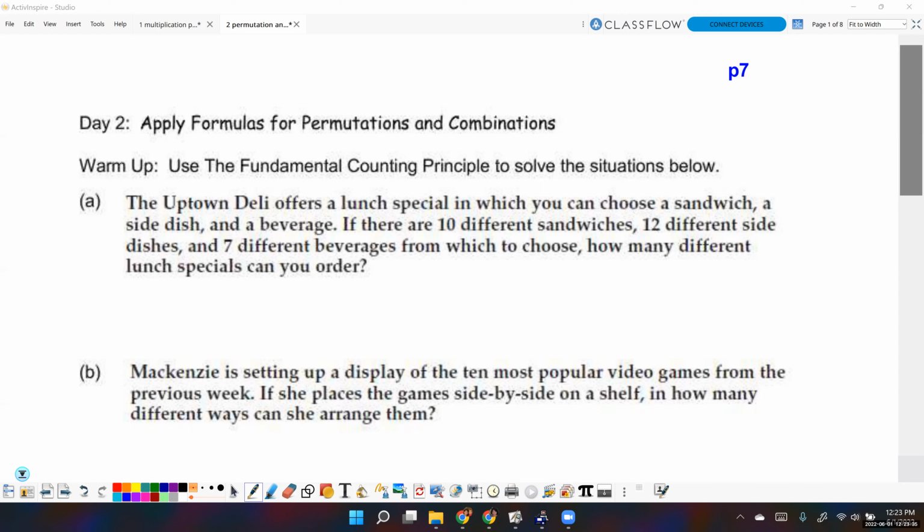The first one says that we have a deli and there are different sandwiches. We can choose different side dishes and different beverages. And how many different lunch specials can we order? Well, there are 10 choices for sandwiches times 12 choices for sides times 7 beverages. When I multiply that together, I get 840 lunch specials.